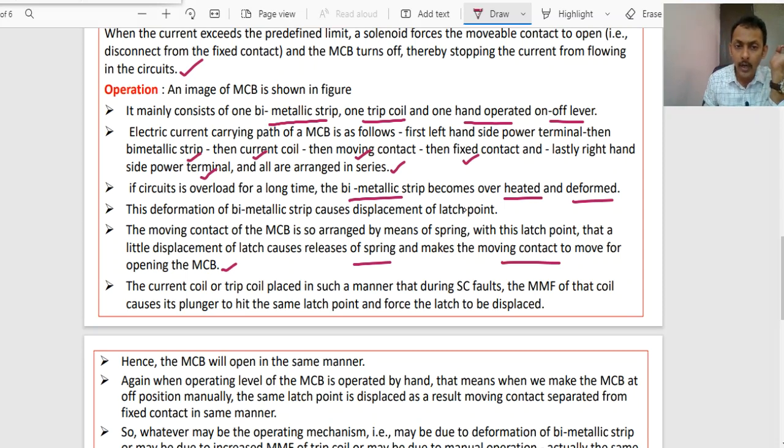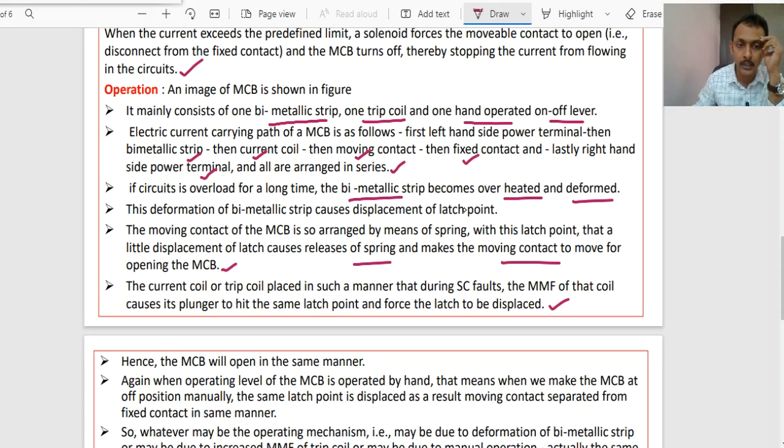The current coil or trip coil is placed in such a manner that during short circuit faults the magnetomotive force of the coil will cause the plunger to hit the same latch point and force the latch to be displaced. If any abnormal conditions occur, due to the MMF of the coil, the latch will get displaced.